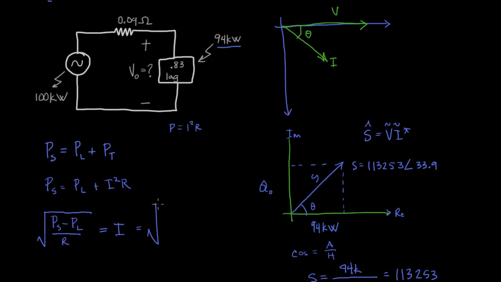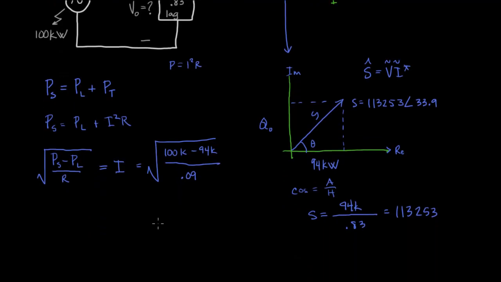So that is the real power put out, 100K, minus the real power absorbed in the load, divided by the resistance in the transmission line, 0.09. And if you plug that into a calculator, you'll find that I simply equals 258.2 amps, and that's RMS.